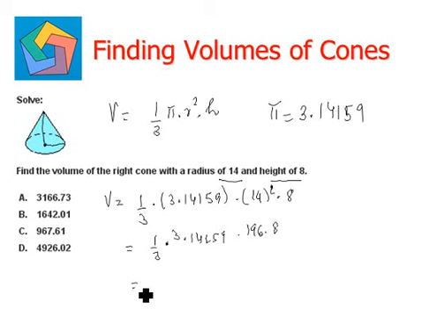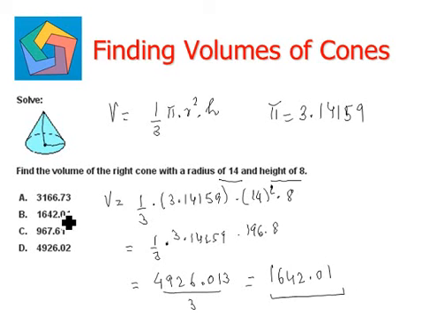So when we solve this, we get 196 times 3.14159 times 8 is equal to 4926.013 divided by 3, and when we solve this we get the answer as 1642.01, which is found in option B. Let's look at the next example.